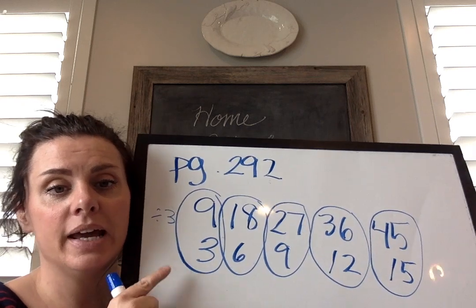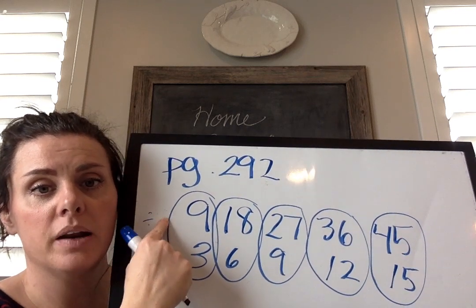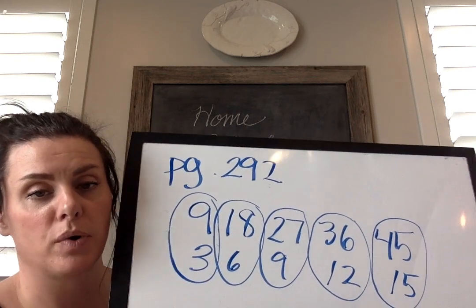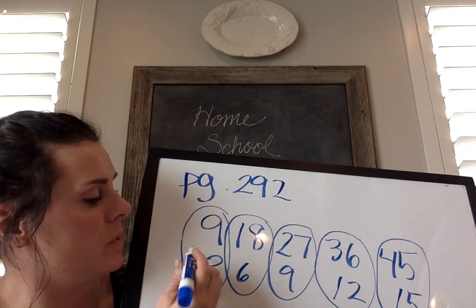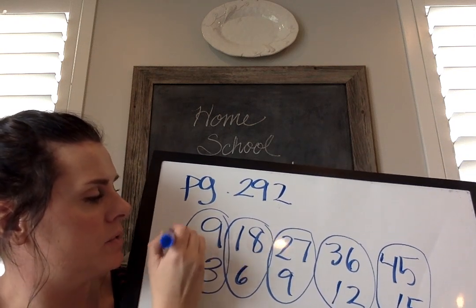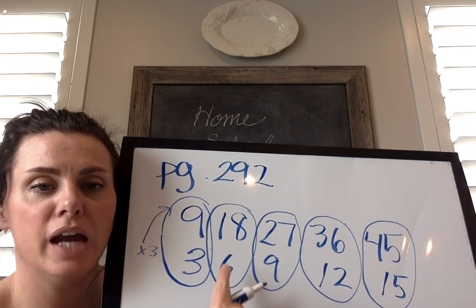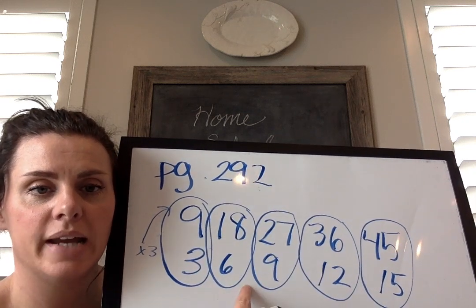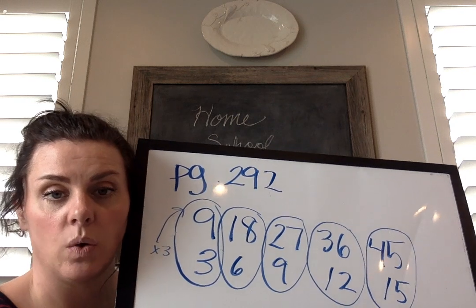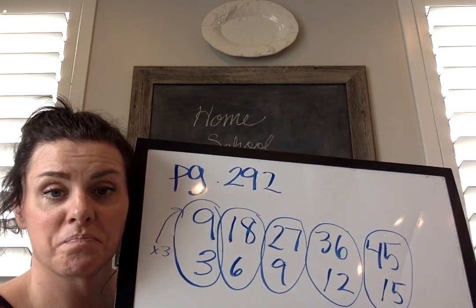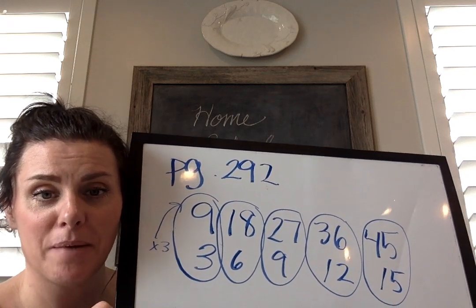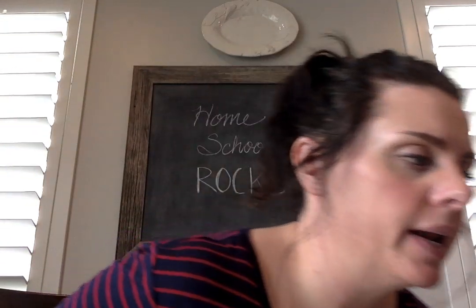If I look at it from the bottom row compared to the top row, then I would say 3 times 3 equals 9. 6 times 3 equals 18. 9 times 3 is 27, and so on. Okay? Good. I hope you could pick out that pattern. Good job. Okay, so that's all we're going to do in our workbook right now.